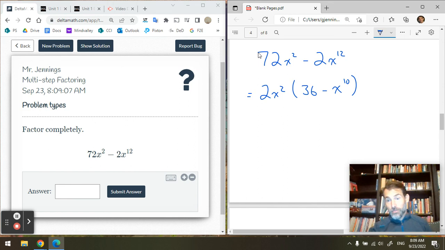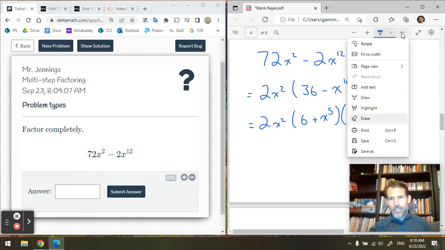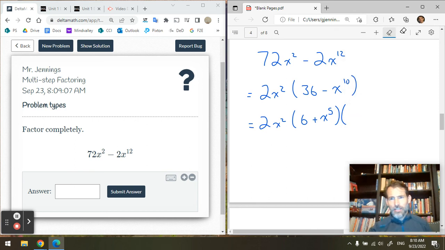This is a difference of squares. You can factor them like normal trinomials with a b of 0, but you can also just remember the trick that this is going to be equal to 2x squared multiplied by 6 plus x to the 5, multiplied by 6 minus x to the 5.